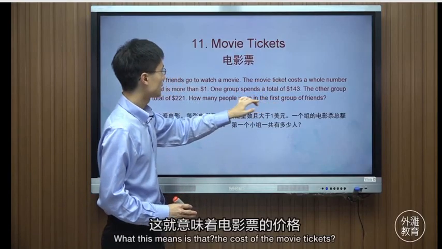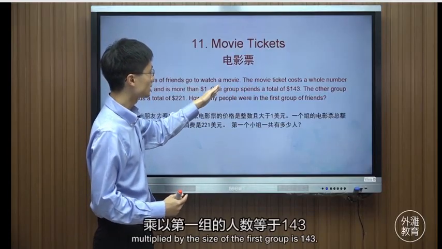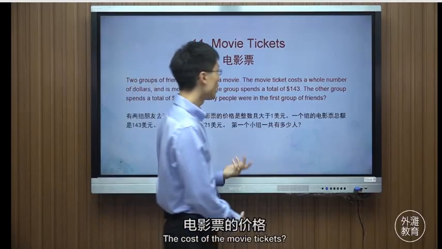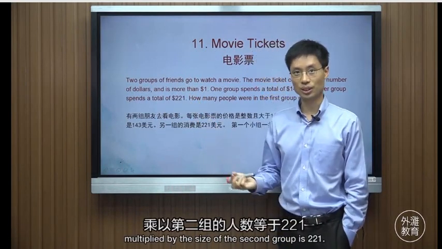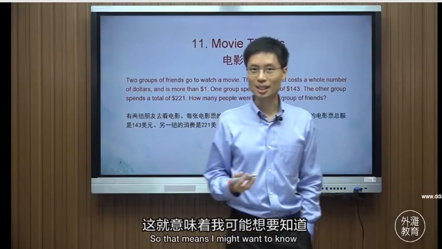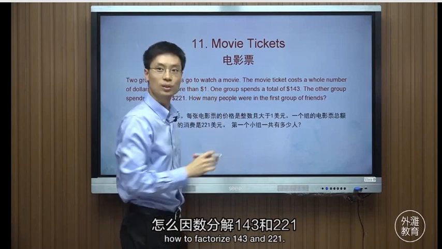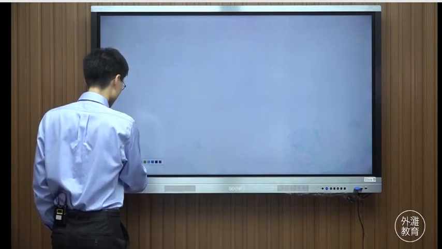What this means is that the cost of the movie ticket multiplied by the size of the first group is 143. The cost of the movie ticket multiplied by the size of the second group is 221. So that means I might want to know how to factorize 143 and 221. Let me remember that in this way.